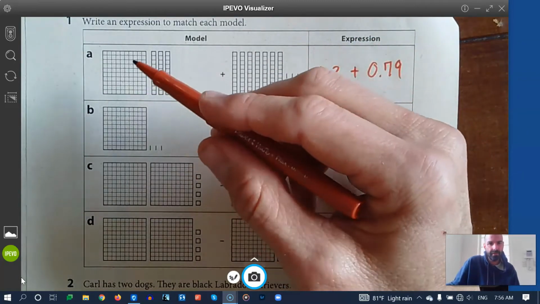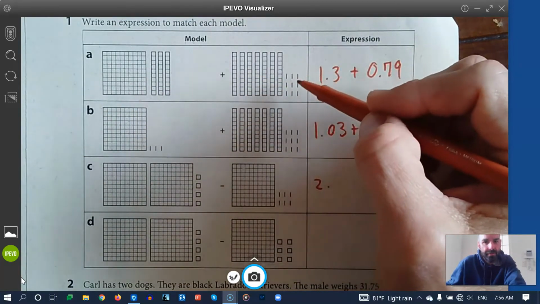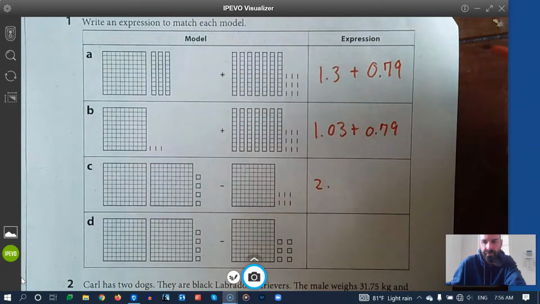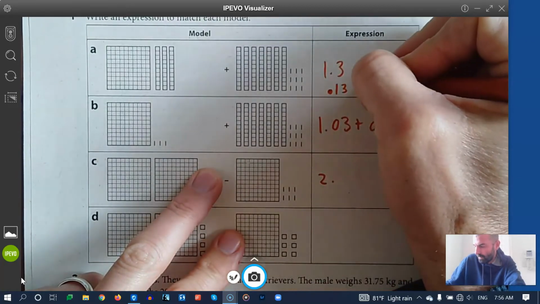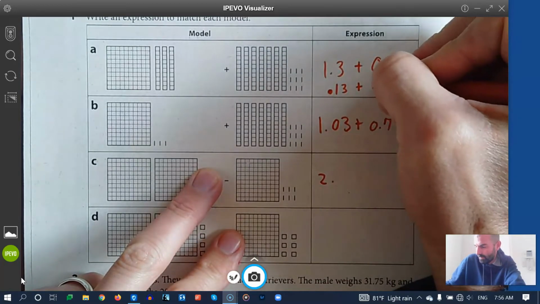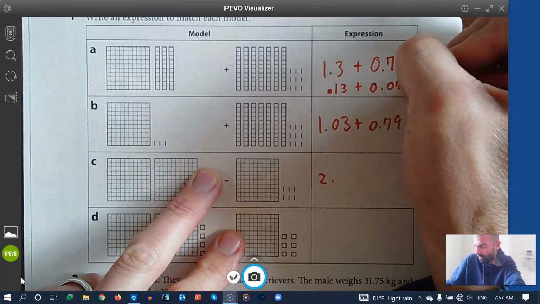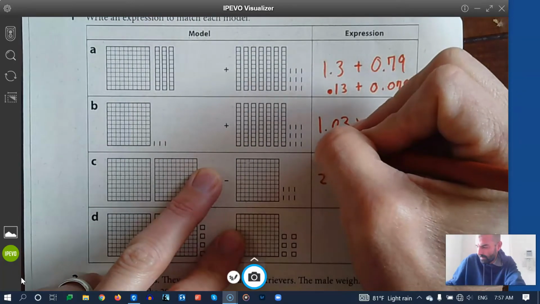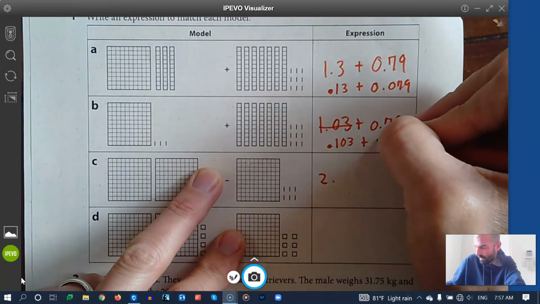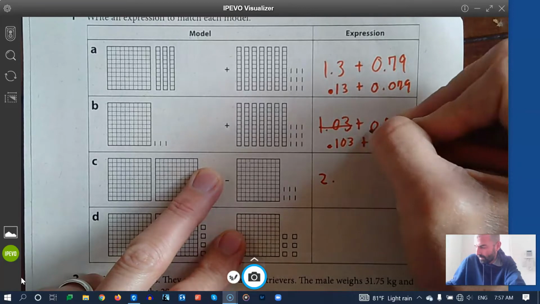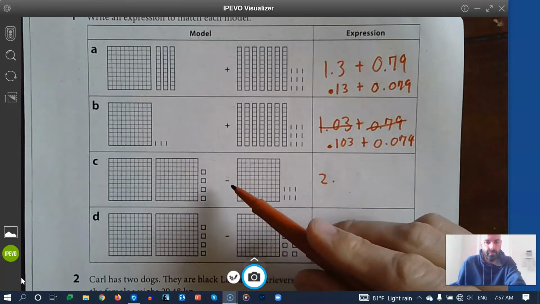But now what this looks like is, these are hundredths, these are thousandths, and this is tenths. So I'm going to have to do some damage repair here. So this is 13 hundredths plus 79 thousandths. This is 103 thousandths plus that same 79 thousandths. Okay, good thing I caught that. That helps seeing those there.